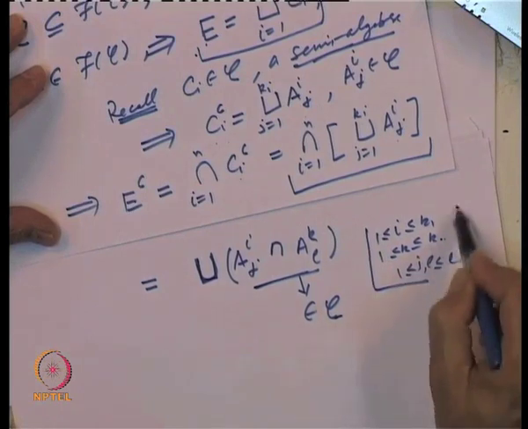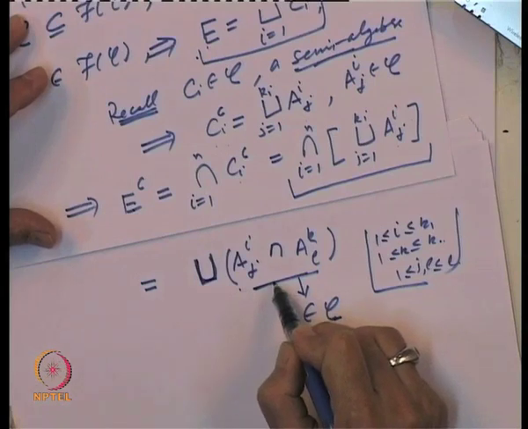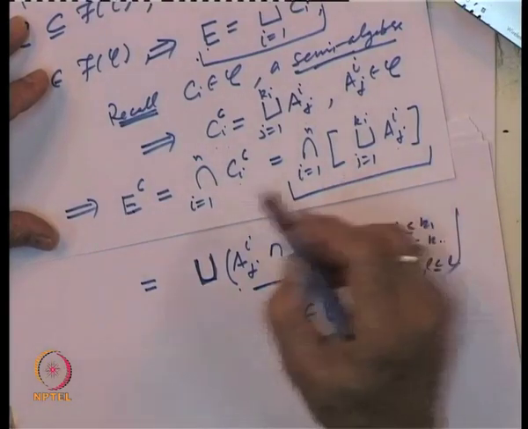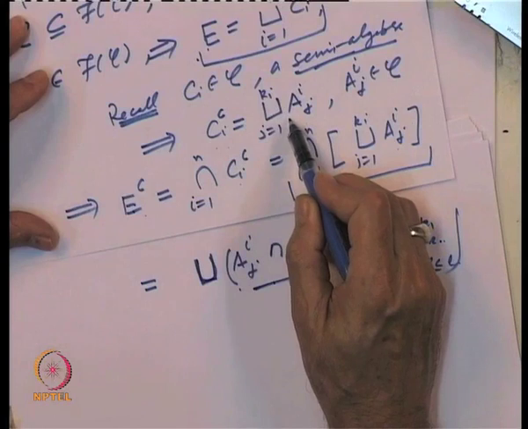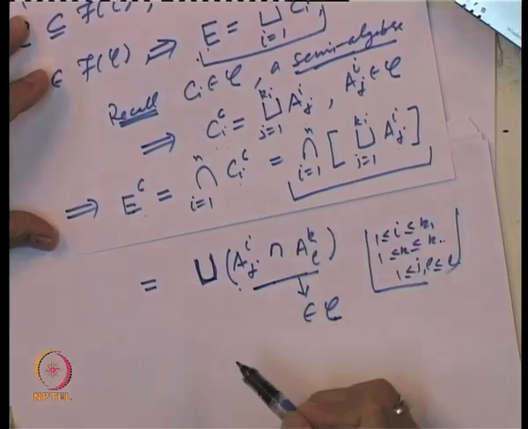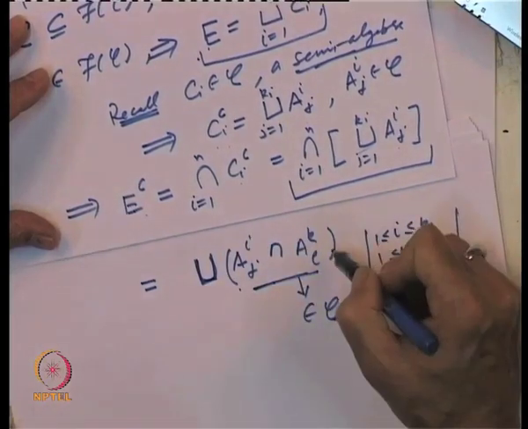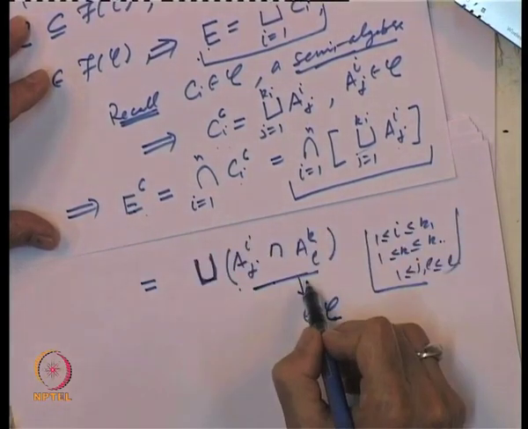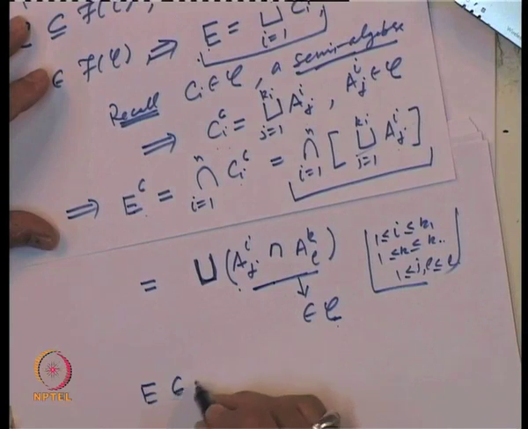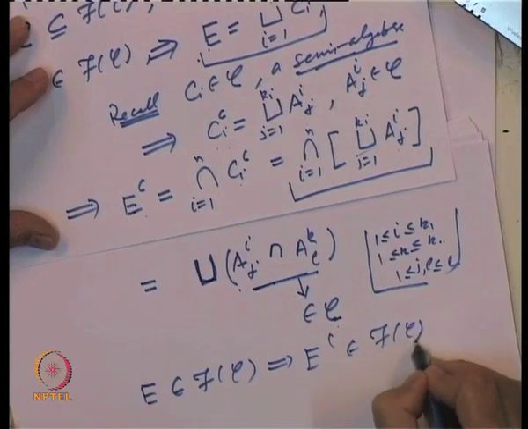So, basically what we are saying is E complement can be represented again as a finite disjoint union of elements of C, and that is following because E complement, which is a union of sets, is an intersection, and that is by the distributive property. Because the indexes involved are so many, it is difficult to write all these things, but it should be clear that E complement is a finite disjoint union of elements of C. So, that means E belonging to f of C implies E complement belongs to f of C.